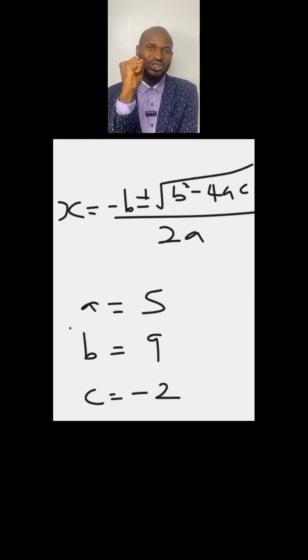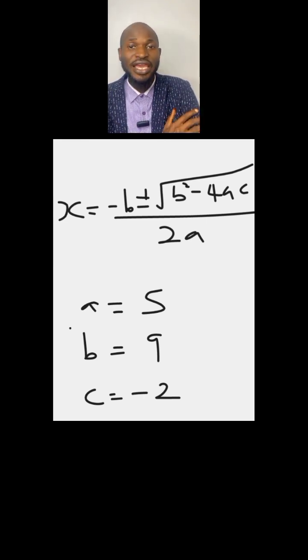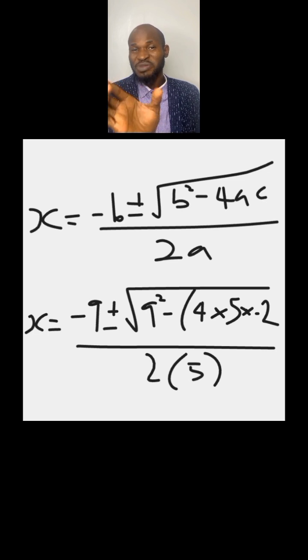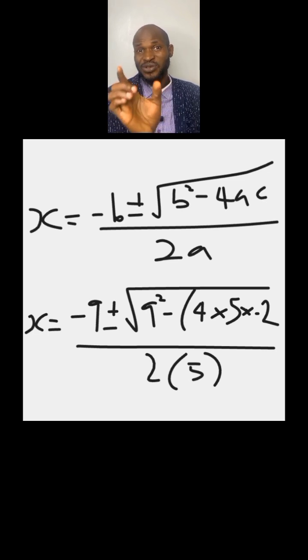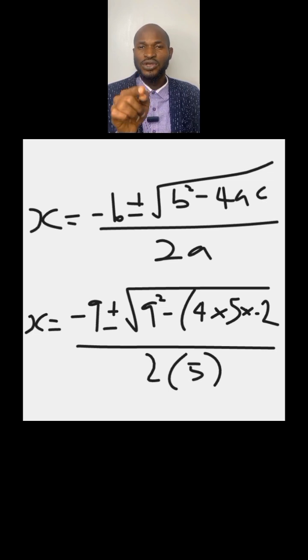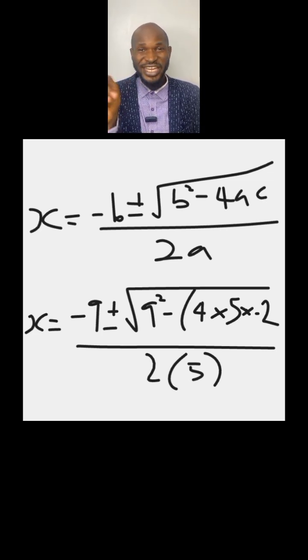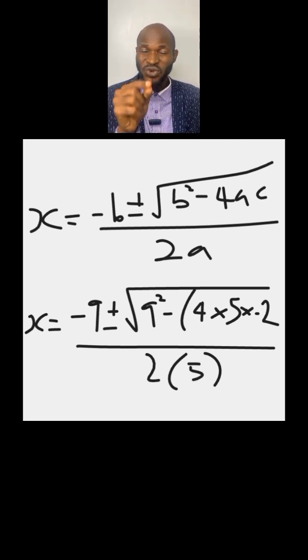Now if we slot all those numbers into our equation, we have minus open bracket 9 close bracket. It means you're going to have minus 9, replacing minus b, because our b is positive 9. So you have plus or minus the root of b squared. Now b squared is 9 squared, which gives you 81. Then you have minus 4ac. Remember, don't forget the formula, b squared minus 4ac.